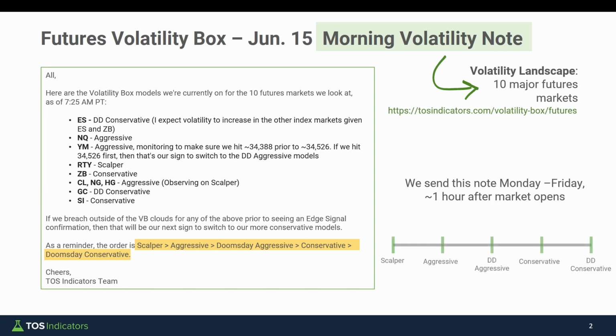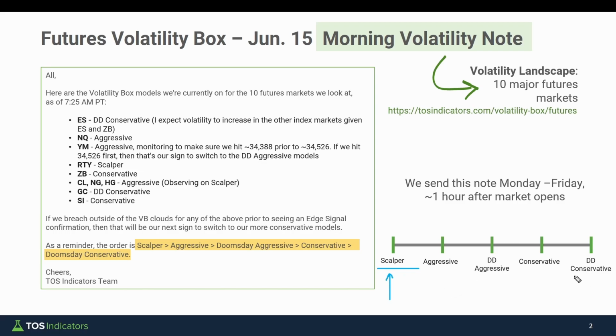A better way to see this, in my opinion, is through a line graph. I think that clicks a little bit more. And these are the same 5 models plotted out. So we have the scalper volatility box models. If price action, or a market rather, is inside of the scalper, that means we have very little volatility inside of that market, and all scalp opportunities are completely valid.